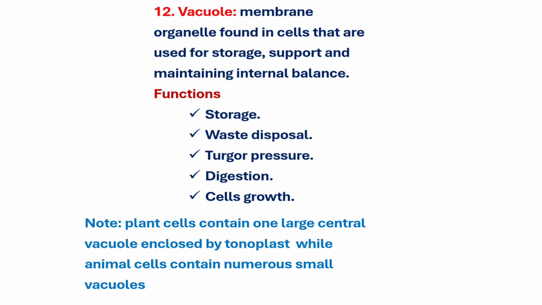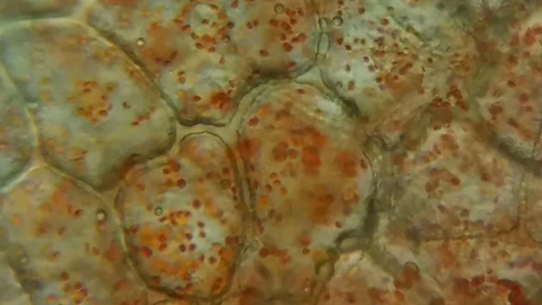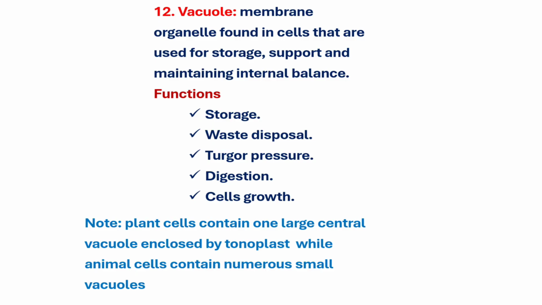wall. Plants typically contain a large central vacuole that is enclosed by a membrane called the tonoplast, which has transporters to regulate the passage of materials. Then in animal cells, they have small, numerous vacuoles that are often dynamic.